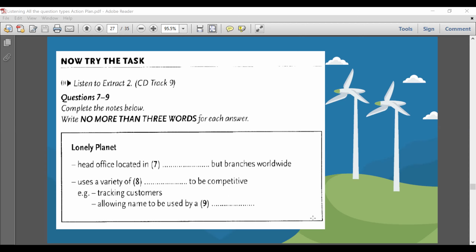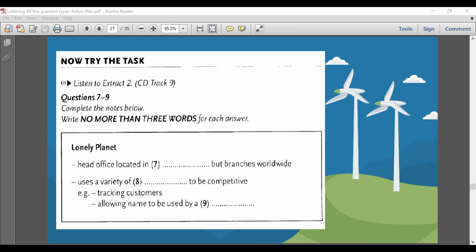Listening Section 4. Extract 2. Questions 7 to 9. Lonely Planet is one of a number of highly successful publishers of travel books. The company is based in Australia, but also has offices in a number of other countries.